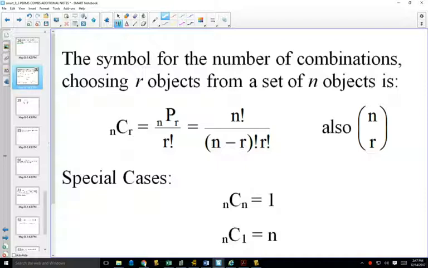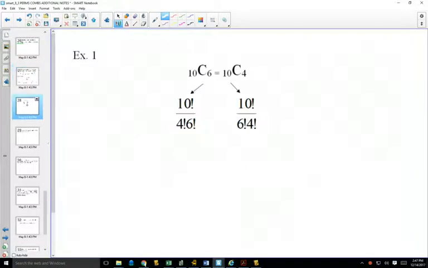Special cases: if you have n objects and you choose all n of them. I have 52 cards and I choose all 52. There's only one way to do that, if the order doesn't matter. If you have 52 cards and you choose one of them, there's 52 ways because you're choosing one of the ones from there. So we've seen some things like this before, that 10 choose 6 is the same as 10 choose 4.